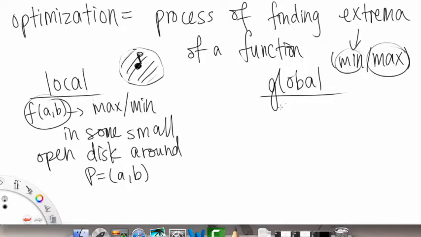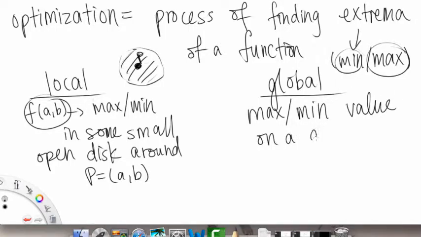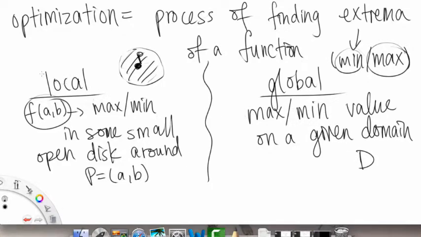And then global, the difference here is that something is a global maximum or minimum value if it is the maximum or the highest or lowest point on a given domain D. We'll go over the difference more as we go along in this video. I just want to give you a brief introduction to the difference conceptually. So we're going to start with local extreme values.